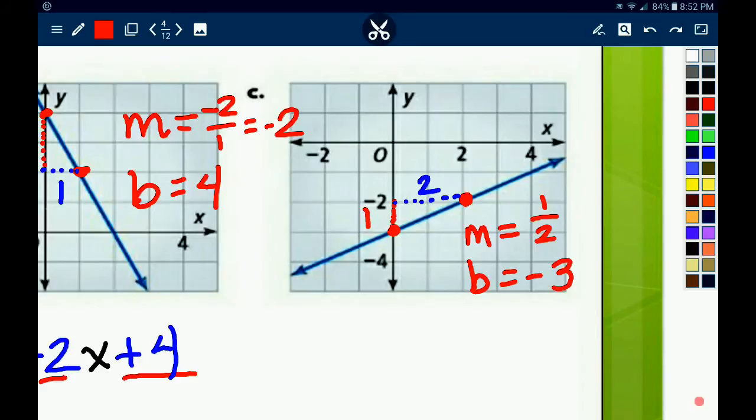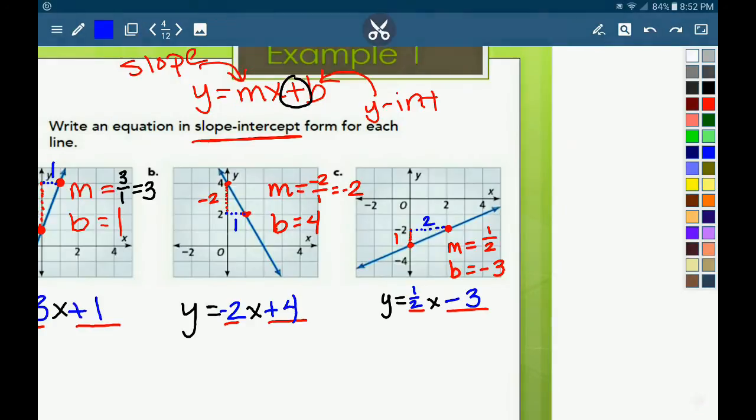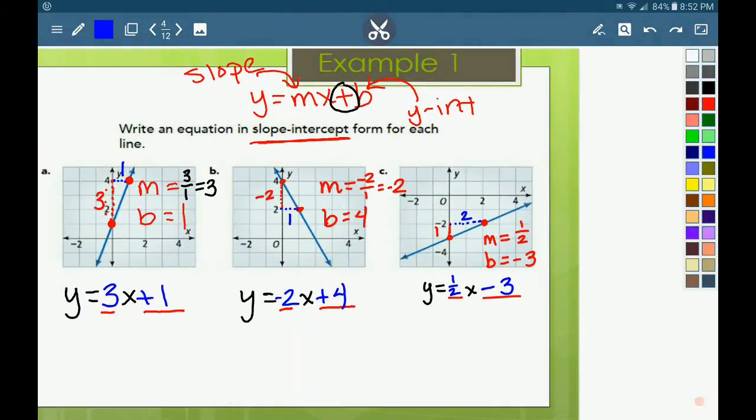So again, I need to think of y equals mx plus b. The y never changes, the equal sign never changes, the x never changes. I need to fill in the m and the b. I see m is 1/2 and b is -3, so I want to put -3. And I've just created 3 equations that represent these graphs.